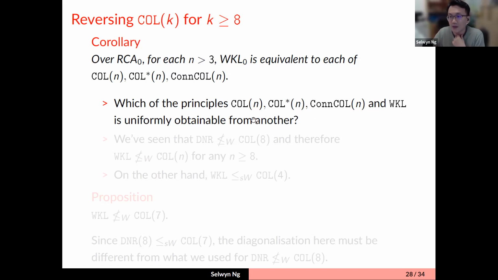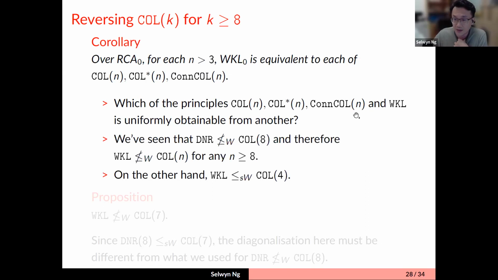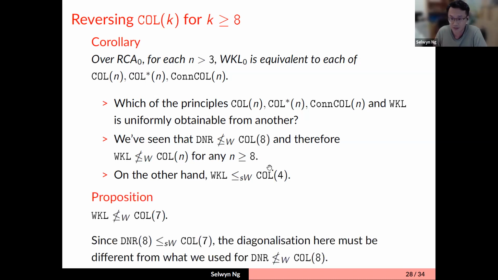So in particular, for example, which ones of these are uniformly or computably obtainable from one another? As an example, we saw that WKL is computably equivalent, or Weihrauch equivalent, to the 4 color theorem, but the 8 color theorem is not equivalent to WKL. So what about, I don't know, maybe 5 or 6 or 7? It turns out the 7 color theorem cannot be reduced computably, uniformly, as well.